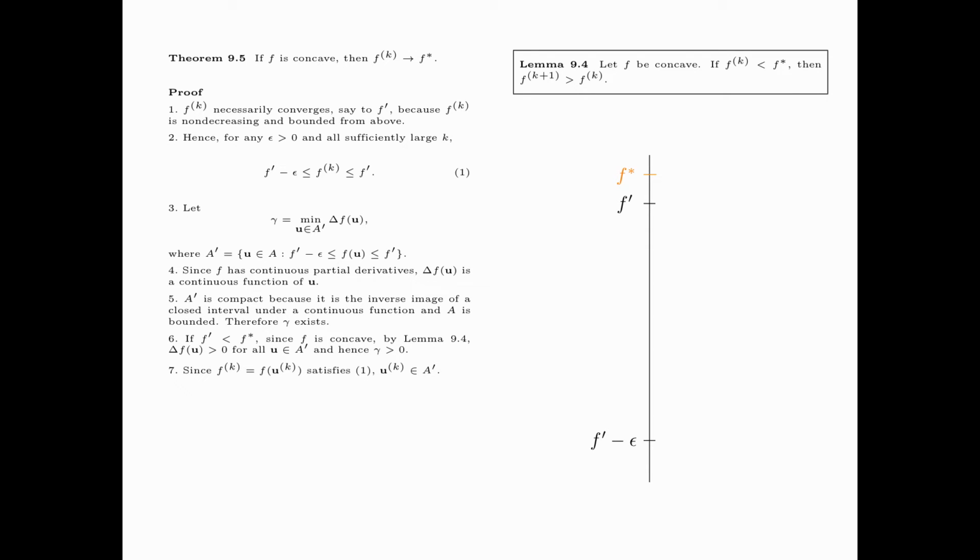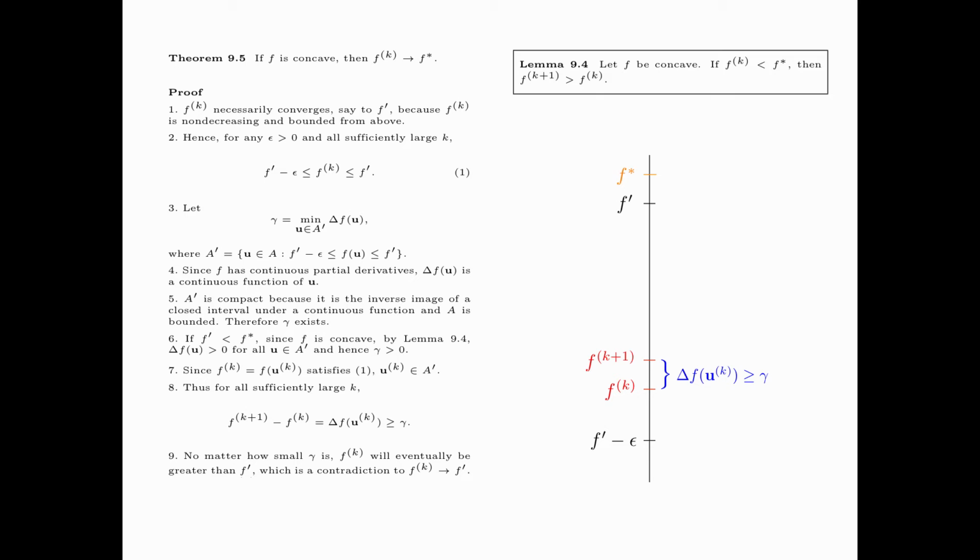Since f_k equals f of u_k satisfies equation 1, u_k is in the set A prime. Thus, for all sufficiently large k, f_(k+1) minus f_k equals delta f of u_k, which is greater than or equal to gamma. This means that once k is large and f of u_k is in the range from f prime minus epsilon to f prime, the increment in each step is at least equal to gamma. Therefore, no matter how small gamma is, f_k will eventually be greater than f prime, which is a contradiction to the assumption that f_k tends to f prime. Hence, we have shown that f_k tends to f star.